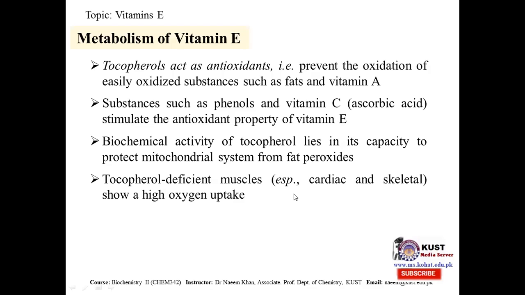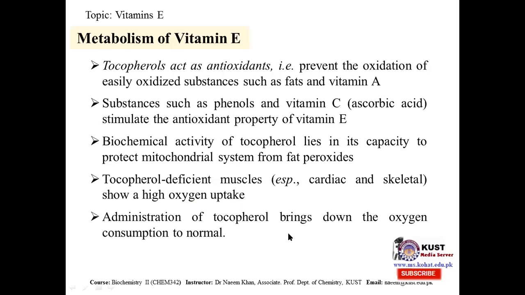Tocopherol deficient muscles, especially cardiac and skeletal muscle, show high oxygen uptake. Whenever there is oxidation, oxygen intake will be high. There's no doubt about this. So those tissues which are deficient, such as cardiac and skeletal muscle, are reported to have high oxygen uptake, but if tocopherol or vitamin E is introduced into these tissues, the oxygen consumption is reduced. So this means they definitely have a role in the antioxidant activity.